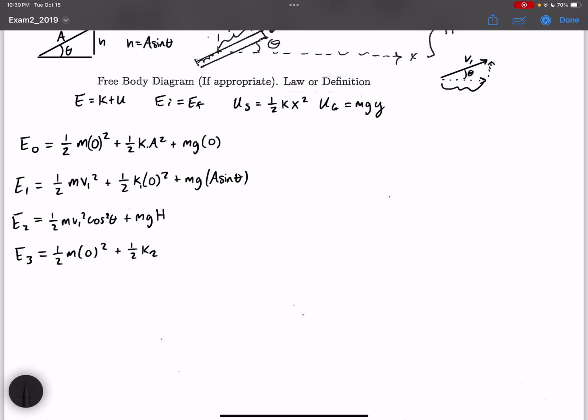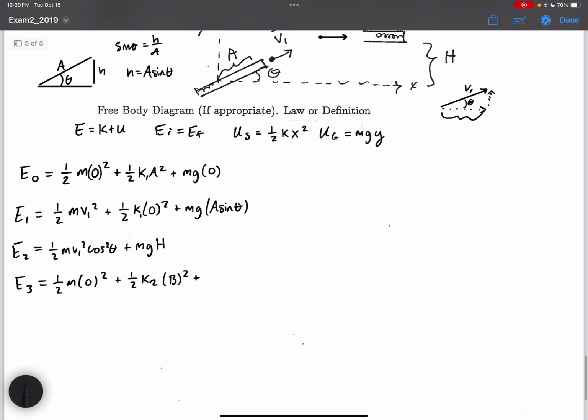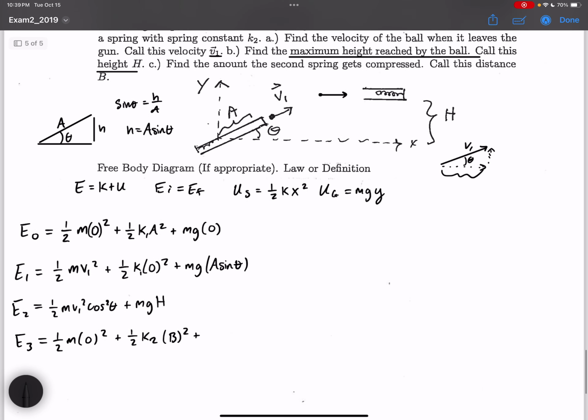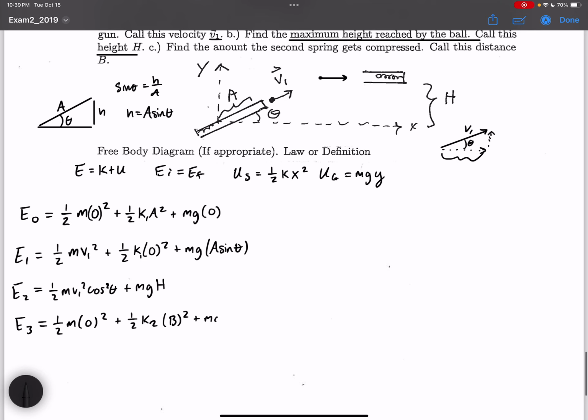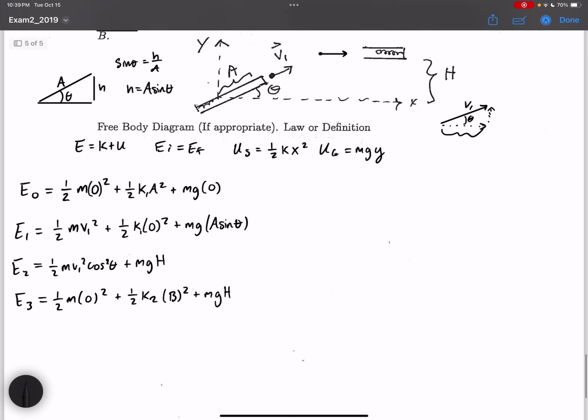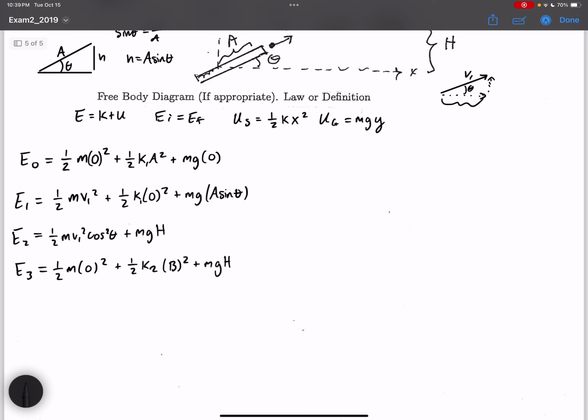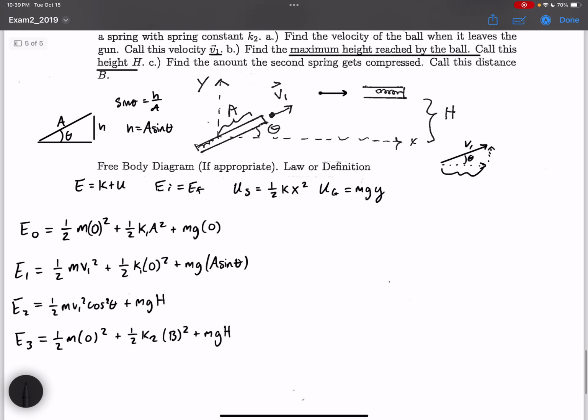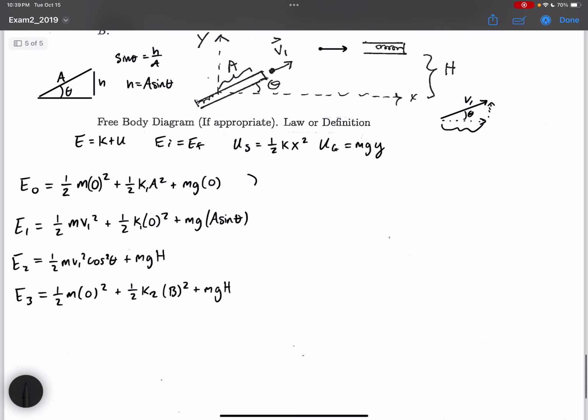Don't forget your constants, as that's going to be a distance b squared, plus the gravitational potential energy at that point, which is also going to be mgh, because that tube is off the floor a distance h from the ground. There you go. Okay, so these are our energy functions we're going to use to solve this stuff. So we use E0 and E1 to solve for part A.